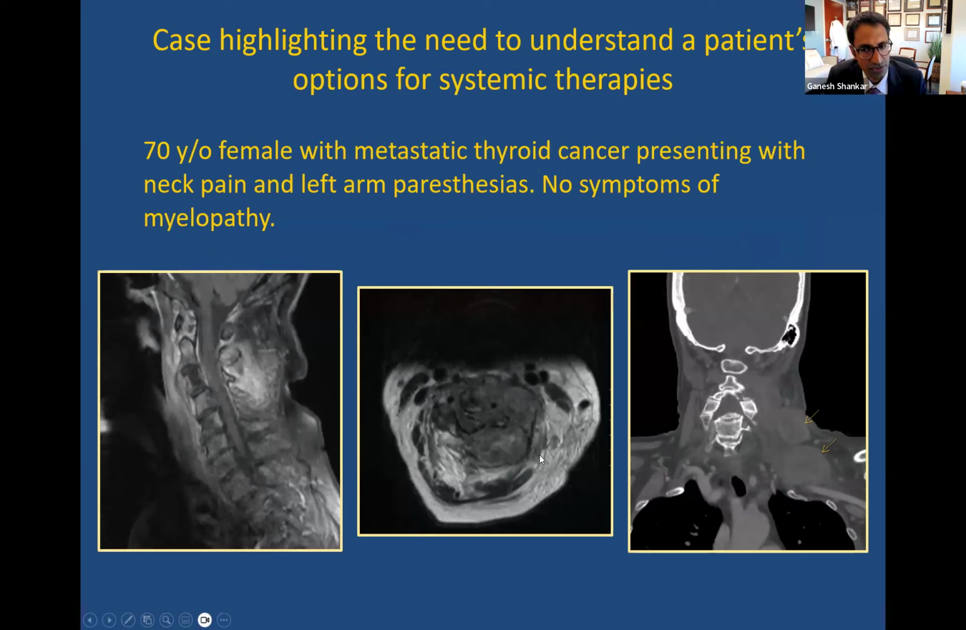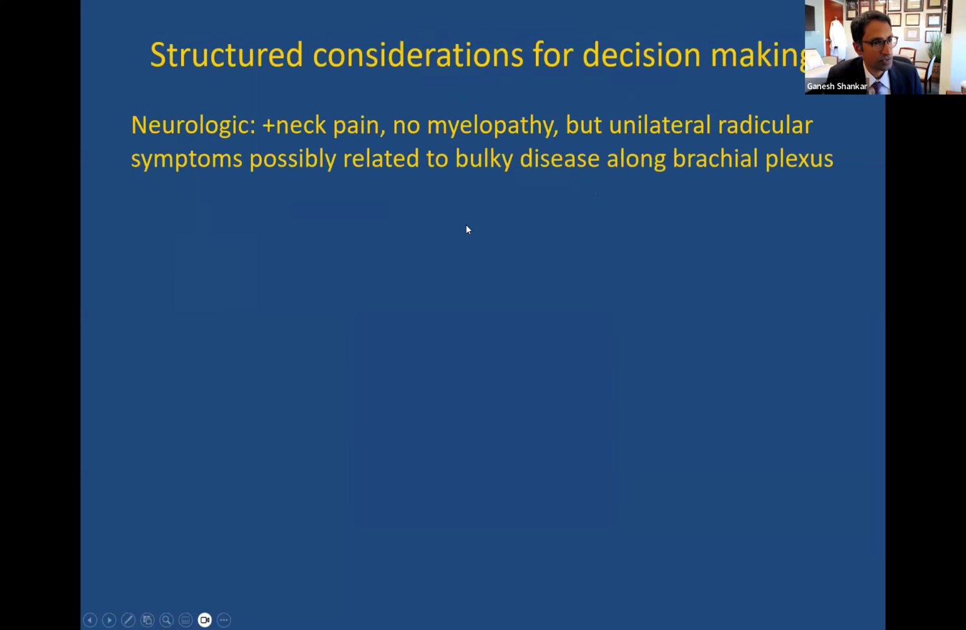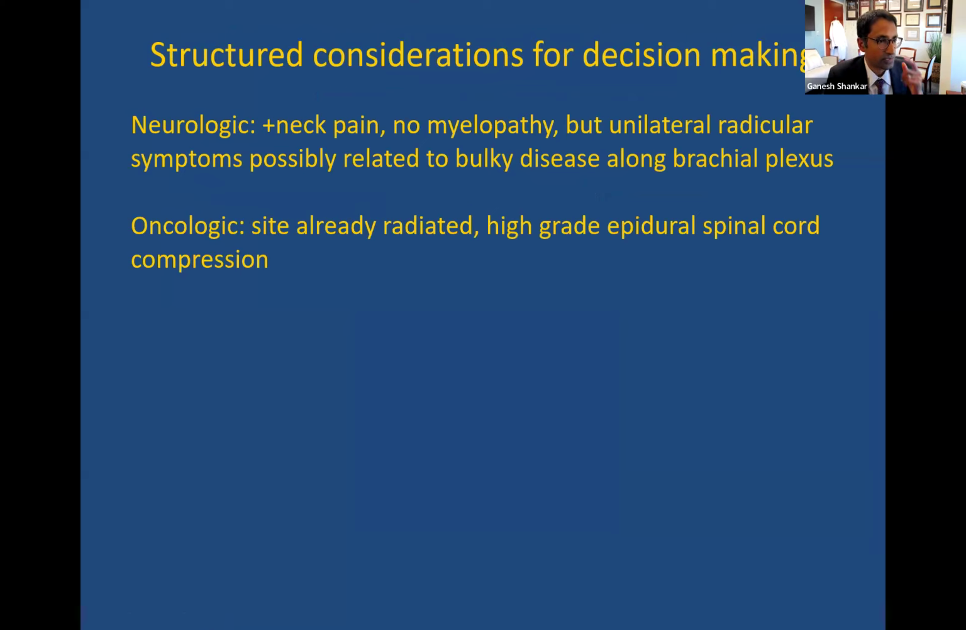There is cord compression. But in addition to the disease that she has surrounding the vertebral column and the cervical spine, she also has bulky nodular disease extending along the brachial plexus towards the left shoulder. And so just to integrate some of these concepts that we've been talking about in terms of how to individualize a decision for a patient, this is the neurologic status. She had neck pain, but no myelopathy. She had unilateral radicular symptoms, but it was possibly related to the bulky disease along the brachial plexus.